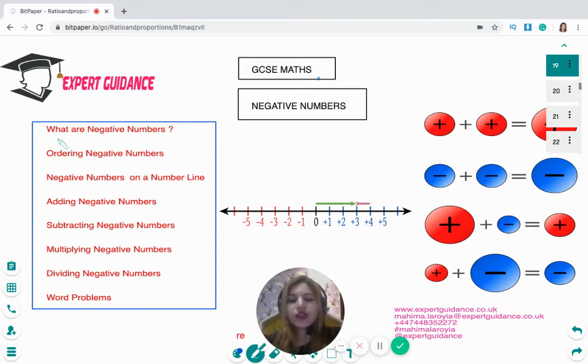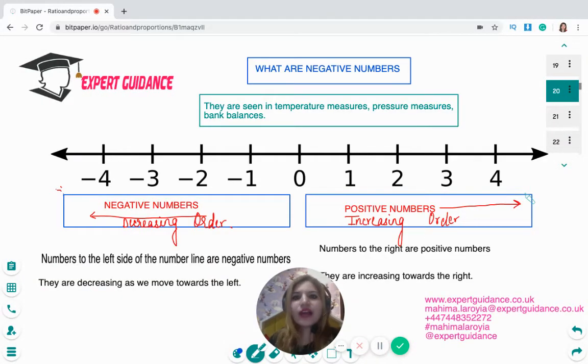Now in this video, we'll look over what are negative numbers, how do we order negative numbers, how do we represent negative numbers on a number line, how do we add, subtract, multiply and divide the negative numbers, and word problems related to this topic. Okay, so let's begin. Now, what are negative numbers?